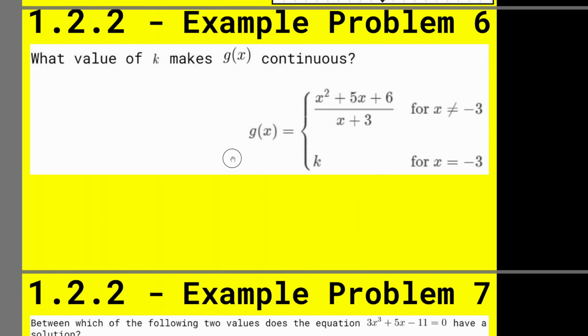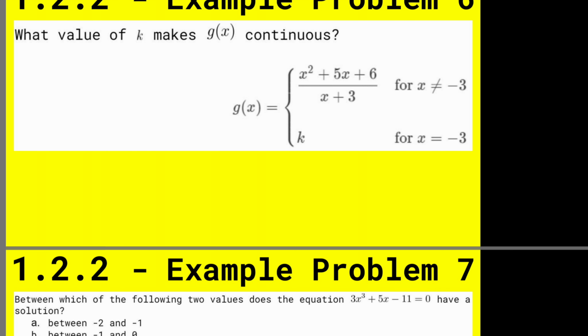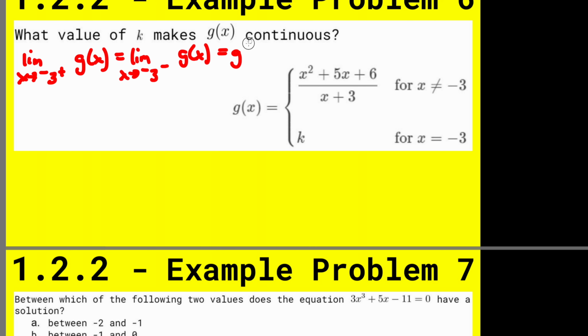Okay, this is similar to the problem we did before where we had to find B, only this time we're finding K. So to solve this one, we are going to use the limit definition of continuity. So the limit as x approaches, in this case, -3 of g of x from one side has to be equal to the limit as you plug in -3 from the other side of g of x, and that should be equal to g of -3.